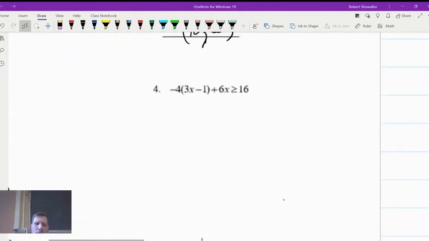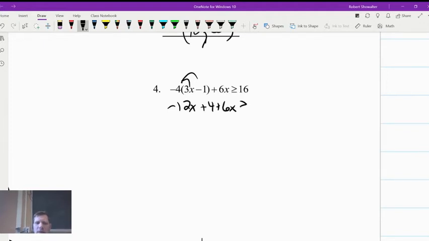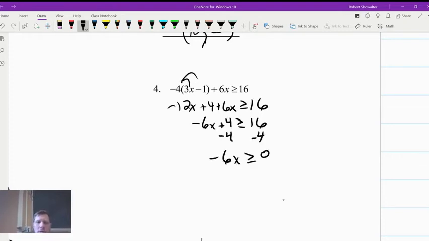Here we go. We're going to distribute. So we get negative 12x plus 4 plus 6x greater than or equal to 16. Then we turn around and negative 12 plus 6 would be negative 6x plus 4 greater than or equal to 16. We keep going, keep solving. Negative 6x greater than or equal to 10.